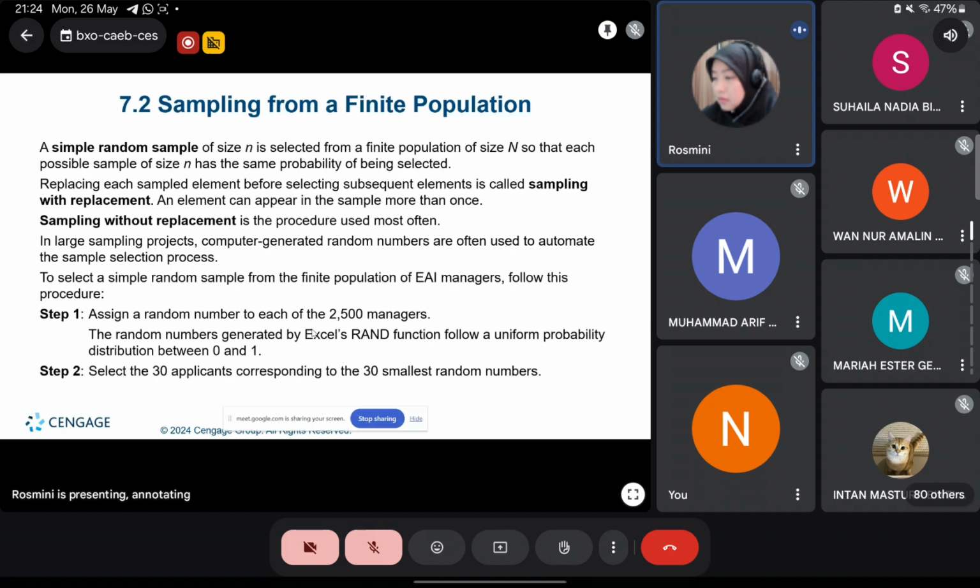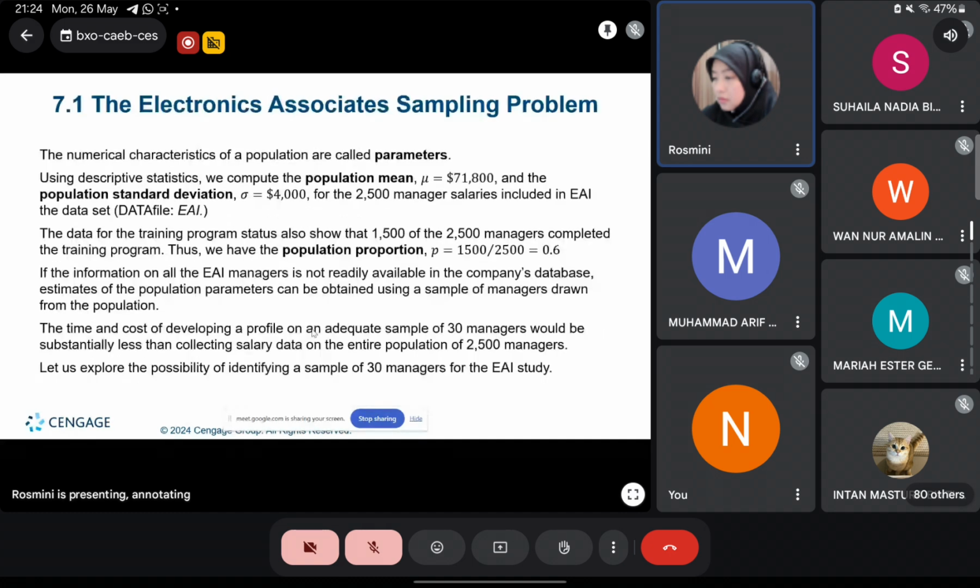Okay, this one. No. This one. So the data for training progress will show that 1,500 out of 2,500 have completed the training program. So this is the P, 0.6, the population proportion for those who have gone through training, 60%.